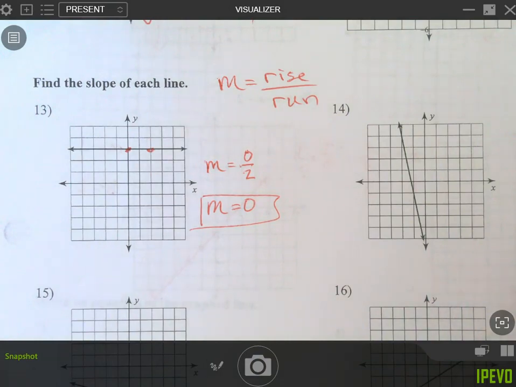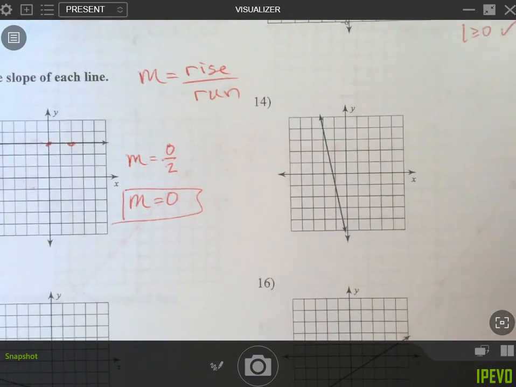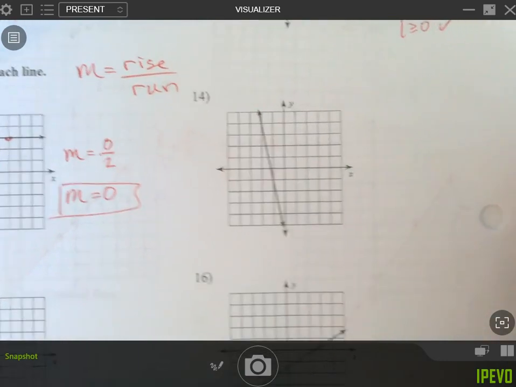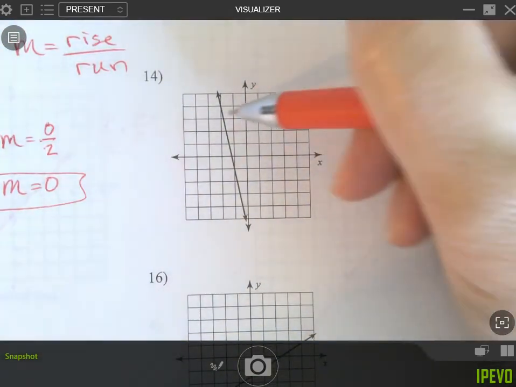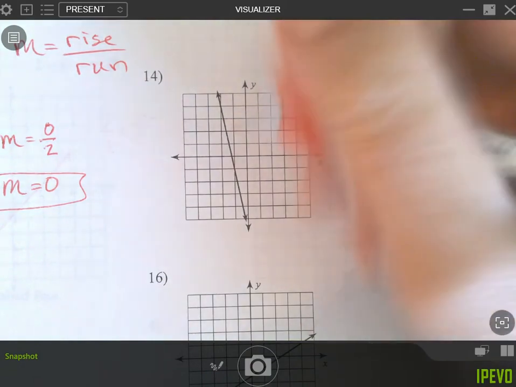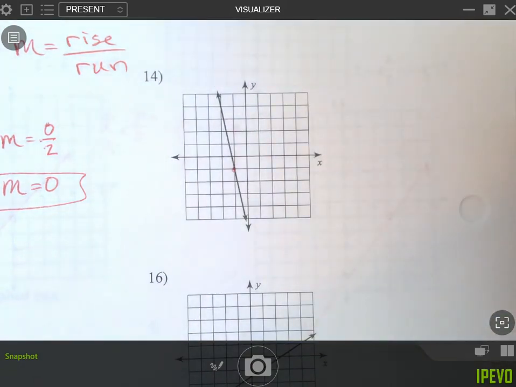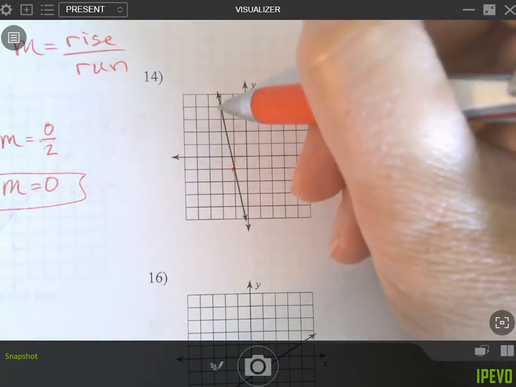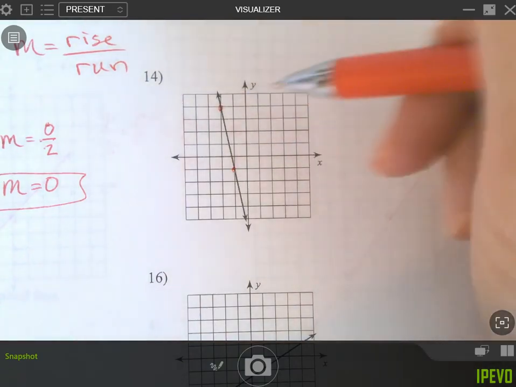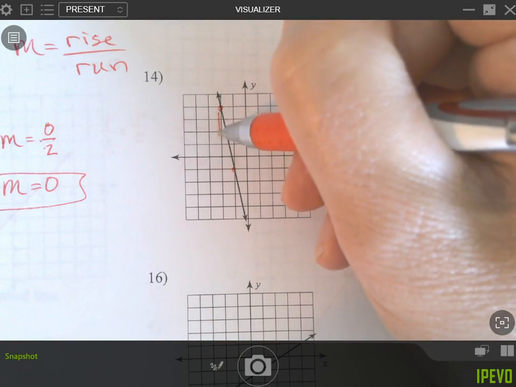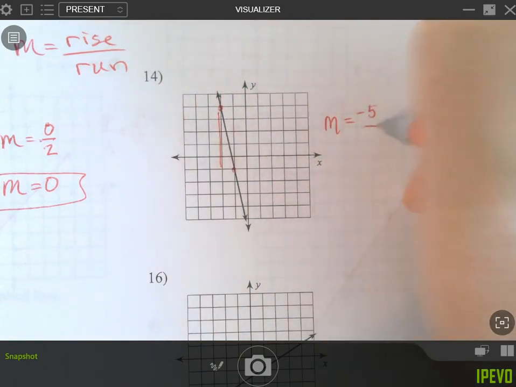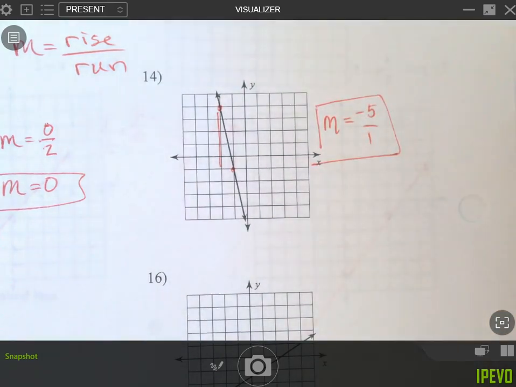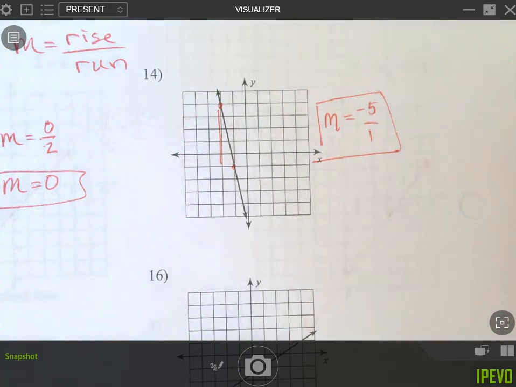Okay, 14, positive or negative slope? Negative. Now listen, you can't just pick any number you want. You got to make sure they're nice points. So I don't want to use something right here. I want to use something that hits a little cross arrow. I think these 2 points work. So you're telling me go down 1, 2, 3, 4, 5. Okay, I agree. And then over 1. So -5 over 1, or just simply -5. So these are not inequalities. We're just finding the slope.